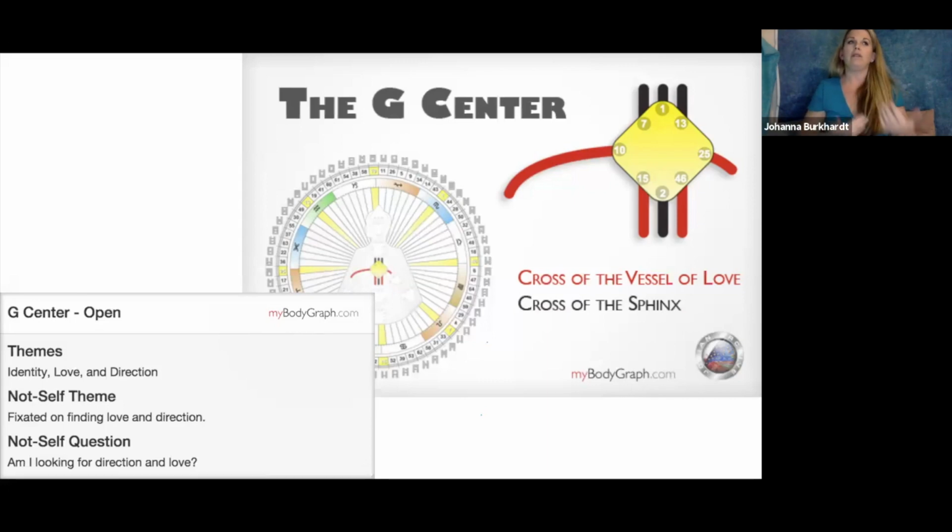So a lot of times when people have an open G center, they don't know what their purpose is or their direction, and they need that guidance. Well, I can pull that pureness straight up out of there and just regurgitate it out. And that's what people come to me for a lot of the time. So it's a beautiful thing.